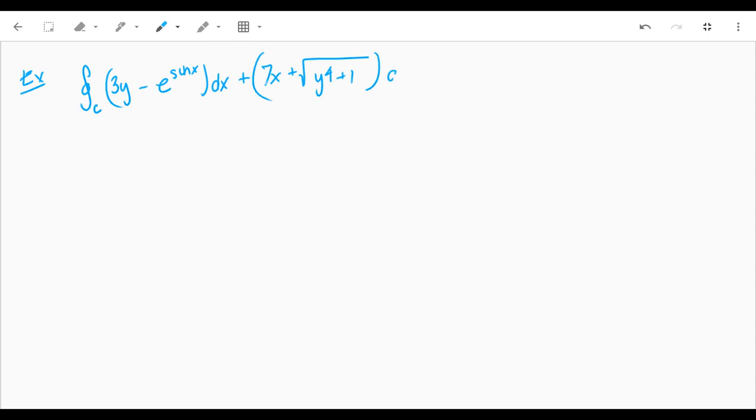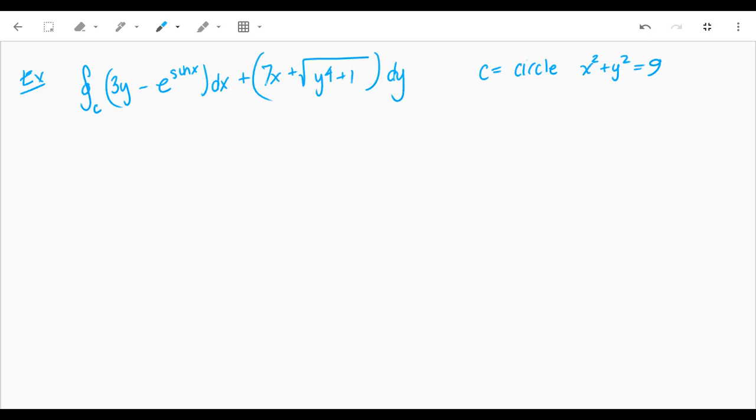Okay, where we want the integral over C of 3y minus e to the sine x dx plus 7x plus the square root of y to the fourth plus 1 dy, where C is the circle x squared plus y squared equals 9.